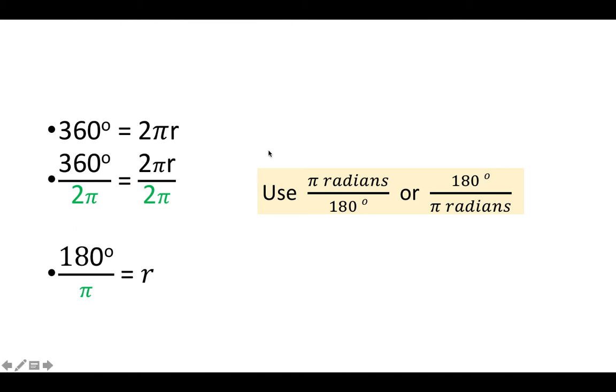So the r right here represents like 1 radian. That's what it is. Like the radius, 1 radian. So 1 radian is equivalent to 180 degrees divided by pi. That is right here. And basically, we use that to convert radians to degrees.